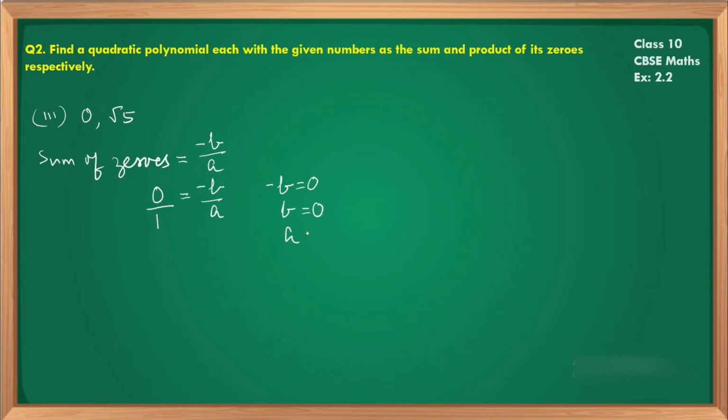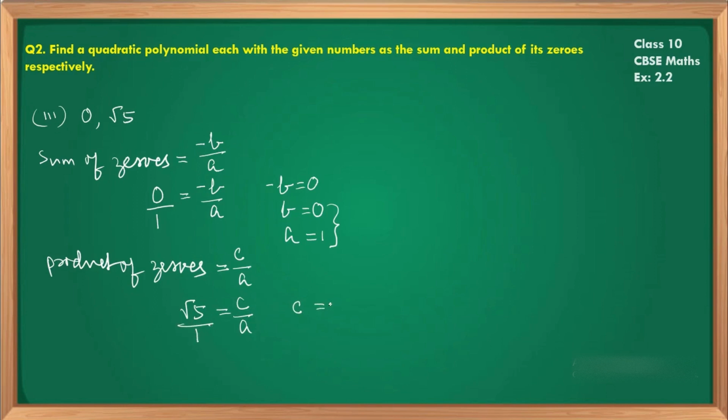and the a value is 1. These are the two values we have, and then we go on to the product of zeros, which is equal to c by a. In the question, root 5 is the product of zeros, which is equal to c by a. In the denominator you don't have anything, so put 1. Thus the value of c becomes root 5 and the value of a becomes 1. We have 1 as a value and here also we have 1 as a value.